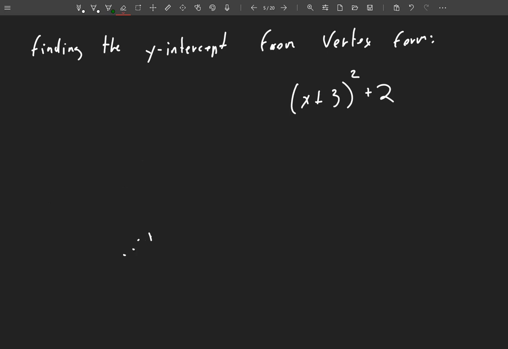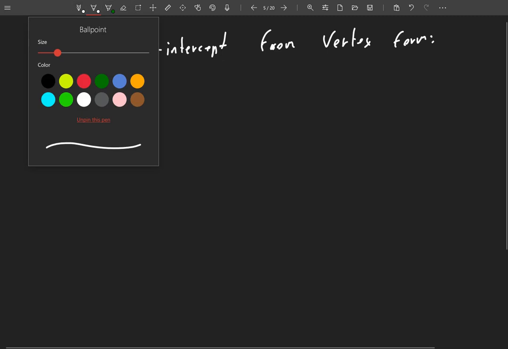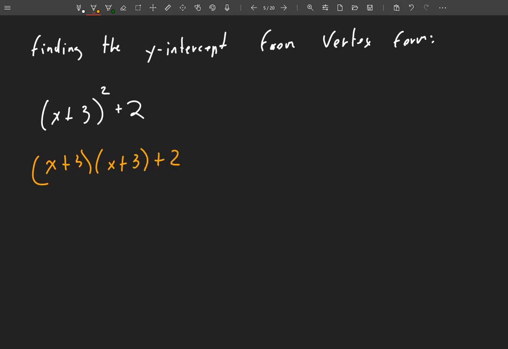So one method would be, if it's so simple from standard form, why don't we just turn this into standard form? So let's do that. How would we do that? Well, what you would do is simply get rid of the parentheses. That's the definition of standard form, is simplified. So if I had x plus 3 times x plus 3, and then plus 2, so that's what that actually is, right? And now I would use FOIL, or distribution, however you want to think about it, to multiply all this out.